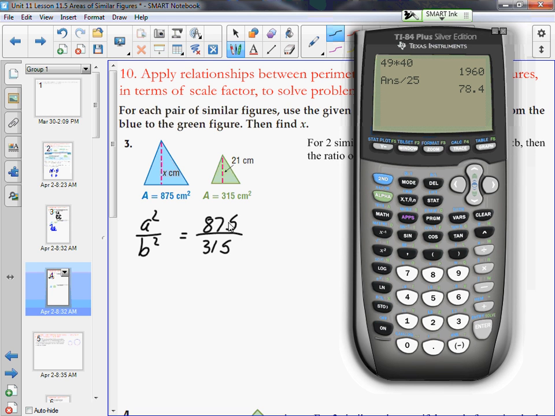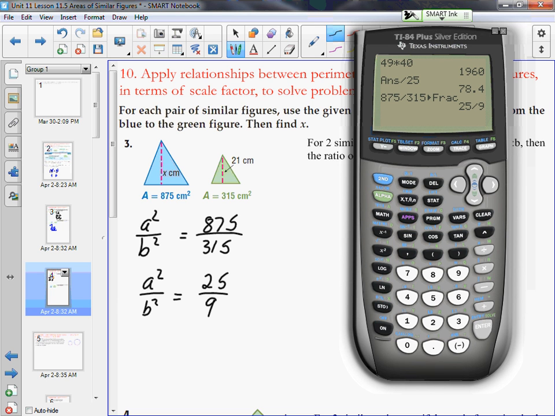Let me see if that 875 over 315 reduces. If I do 875 divided by 315, math, fraction, enter, it reduces to 25/9. So now I say that a squared to b squared equals 25 to 9. And I like that better.